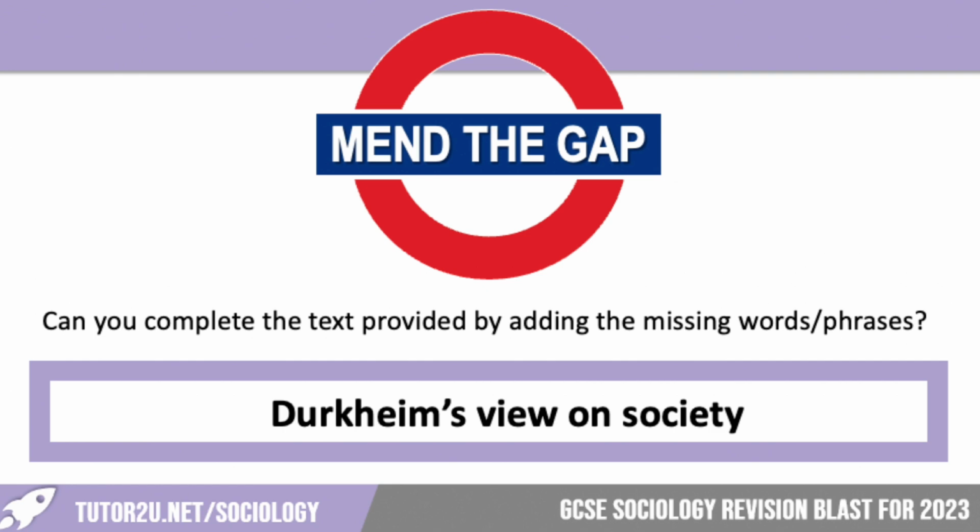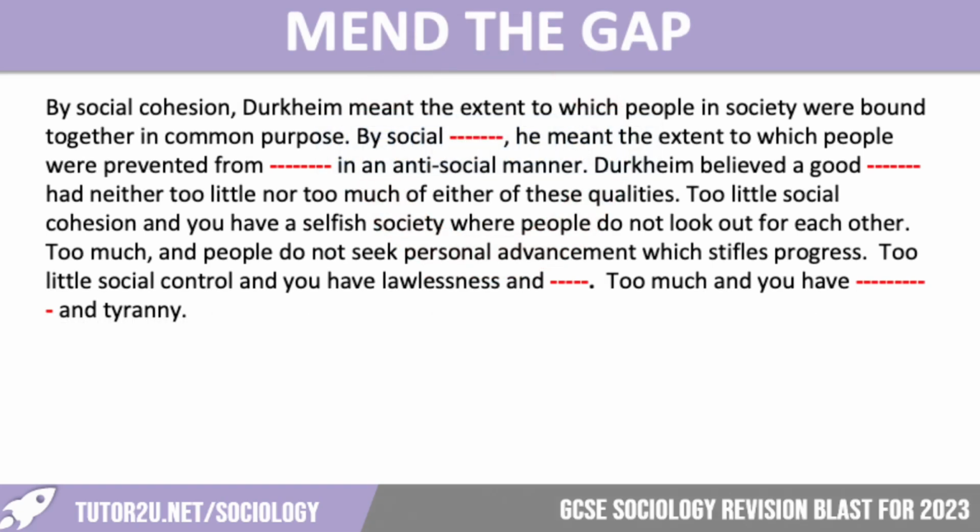Right, we're going to have a go at a mend the gap activity now. You need to complete the text that we've provided by adding the missing words or phrases. And the text is all about Durkheim's view on society. So what we would like you to do is to pause the video and read through the paragraph. You then need to note down the 5 key missing words. Now, the dashes are the number of letters in each word, and the last one should be on the same line. So formatting has made that go across 2.